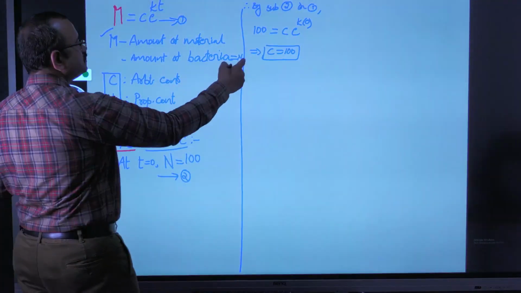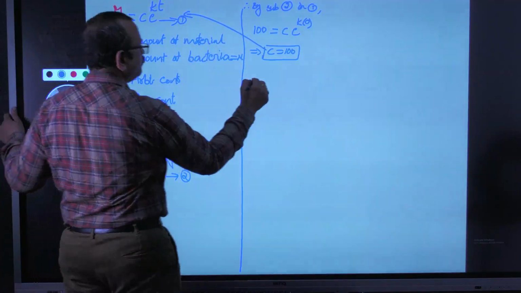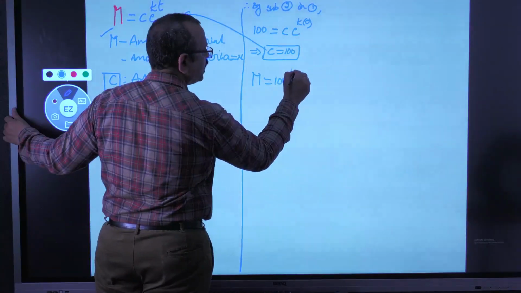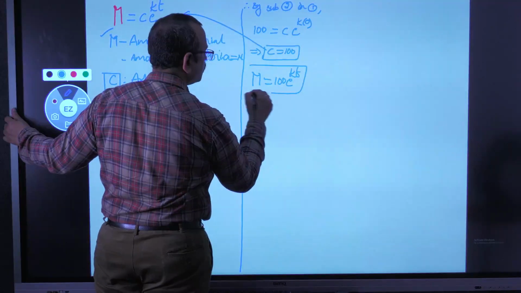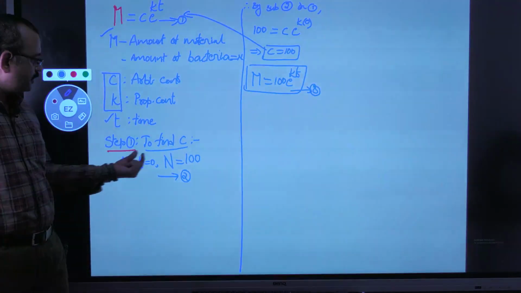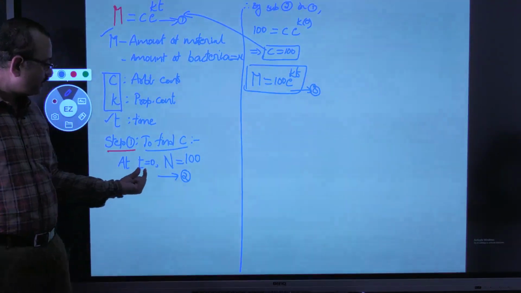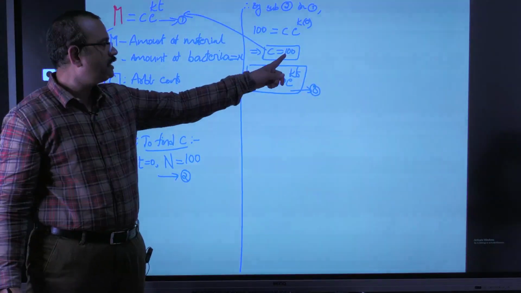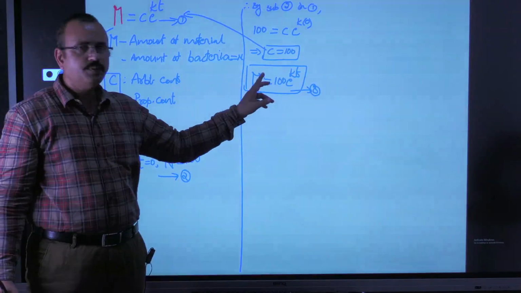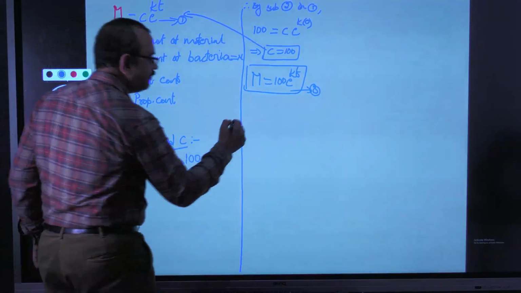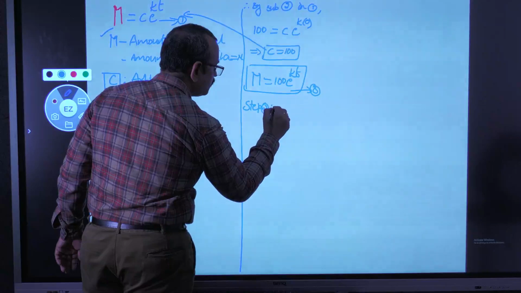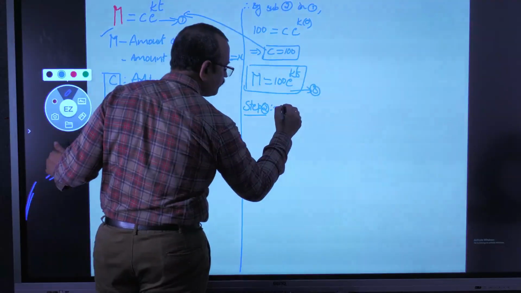Now substitute this C value in the formula, then we will get m is equal to 100 into e power kt. You may take this as equation 3. So in step 1, we have calculated the value of the arbitrary constant C by using the initial condition and got it as 100, and just substituting that in the formula, it now transforms to m is equal to 100 into e power kt. Now we will go for step 2. In step 2, we find the value of K.